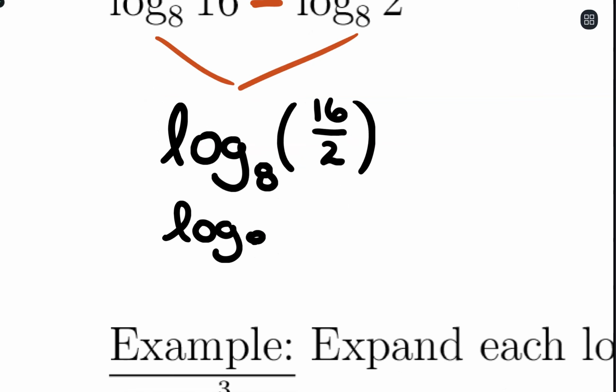Log base 8 of 16 divided by 2 is log base 8 of 8. And when the base matches the value, that means we just need an exponent of 1. So that's all going to simplify to 1. Log base 8 of 8 is equal to 1 for that exponent that we would need.